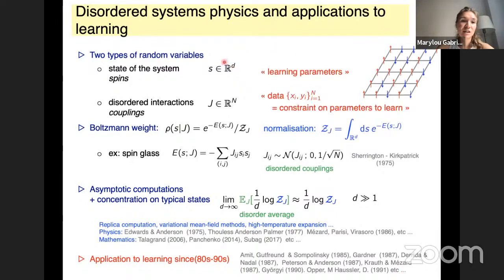We take the state of the system variable to be the learning parameters. This is what our free variables are. And we are playing the role of the disorder, typically the data, that are constraining the parameters to learn. And we are going to be able to average over the distribution of data to simplify our problem. So this is the typical mapping we have between the two.